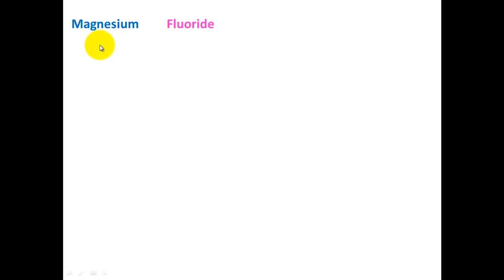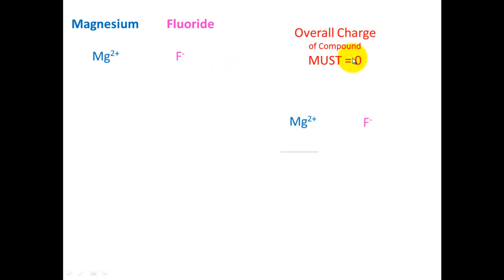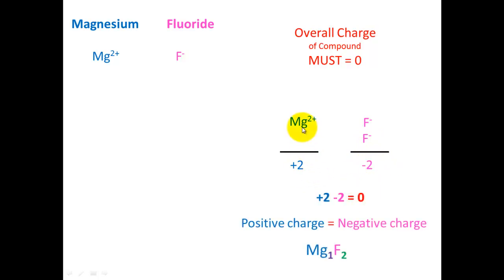Okay, another example here, magnesium fluoride. So we've got Mg2+, F-. Overall charge must equal 0. We've got a 2+ on 1 magnesium, we've got a 1- on 1 fluoride. If I add a second fluoride, I'll have a 2 negative charge, so my positive charge equals my negative charge, so I get 1 magnesium, Mg1, and 2 fluoride, F2, meaning that there's 2 fluoride. Using the crossover method, all I'm doing is bringing the 2 from the magnesium next to the fluoride, and the 1 from the fluoride next to the magnesium. Mg1F2.